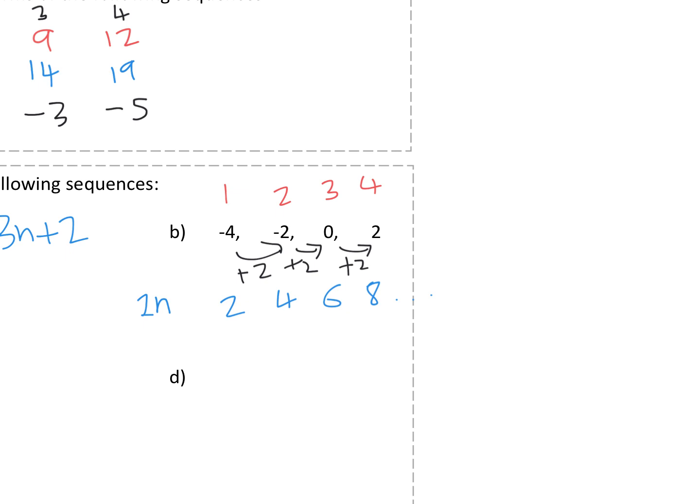Okay, how does that help us get the nth term for this one? Well, again, they both go up in 2s, so it's going to be like 2n. But what's the link? This time, this sequence is 6 smaller. Every time it's 6 less than the 2 times tables. So it would be the 2 times tables, but 6 less. Take away 6 from 2n.